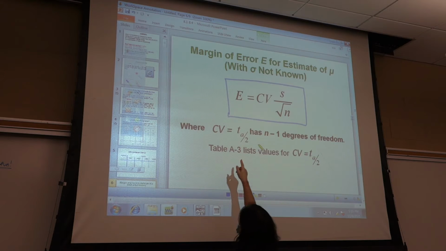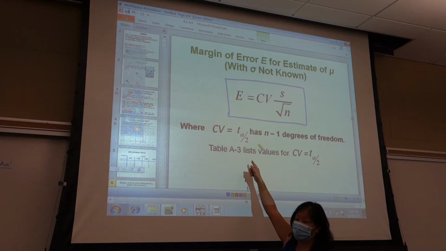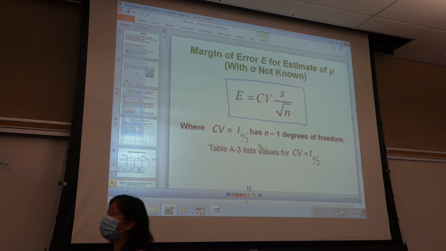The critical value, how many standard deviations, we take from the t-table using n minus 1 degrees of freedom, and a standard deviation for a sample mean. Again, remember, this harkens back to the central limit theorem. The standard deviation of the mean of means is sigma over square root of n, so here it's s over square root of n.